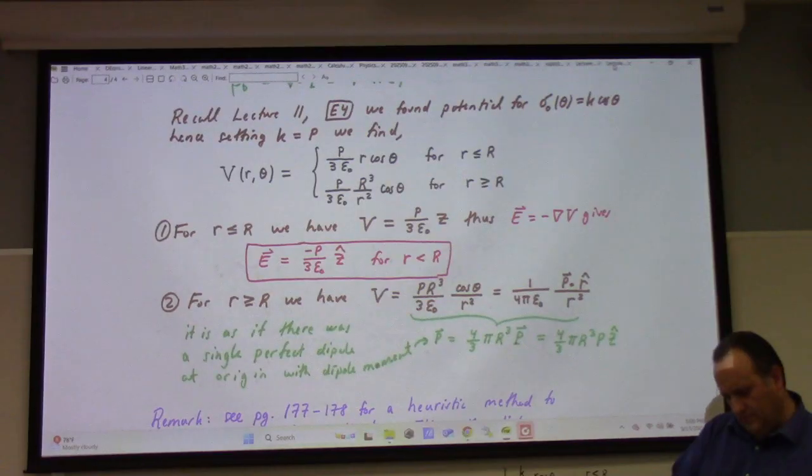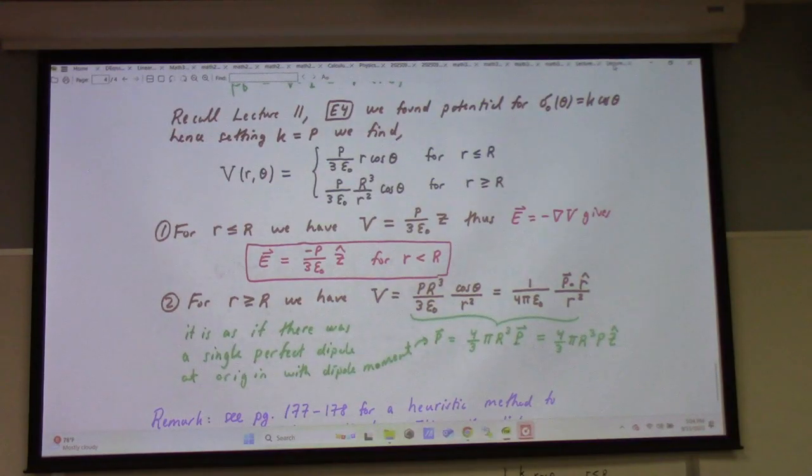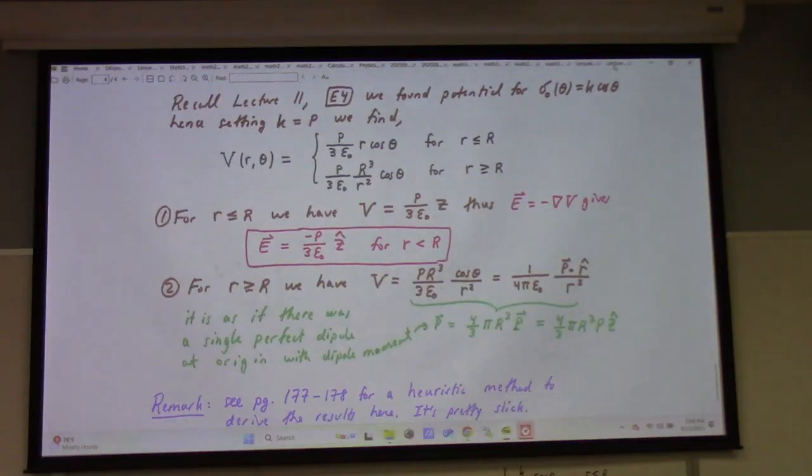The dielectric sphere and the uniform... Well, we don't know what D is yet. We'll talk about that next class, guys. There's another competitor for the electric field that's called big D. It has another name, but again, next class we'll talk about that.